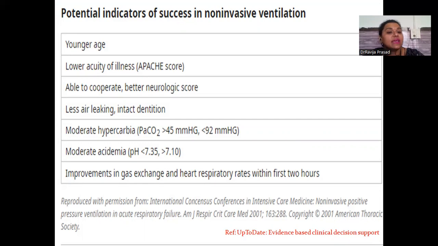First, young age. Second, low acuity of illness. Third, the ability to cooperate, with better neurological scores. Fourth, intact dentition, moderate hypercarbia, moderate acidemia, and improvement in gas exchange and heart and respiratory rate within the first 2 hours. So these are the indicators to consider if you need to put the patient on non-invasive ventilation. If you don't keep this in mind, then you won't be able to put a patient on non-invasive ventilation in a proper, successful manner.